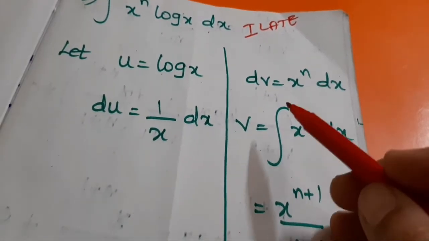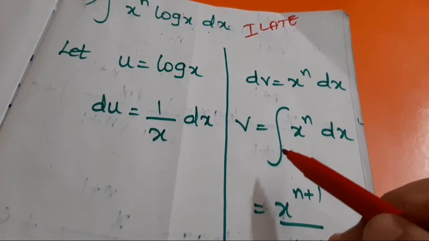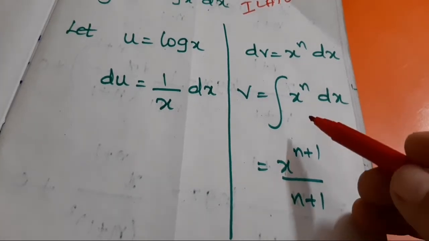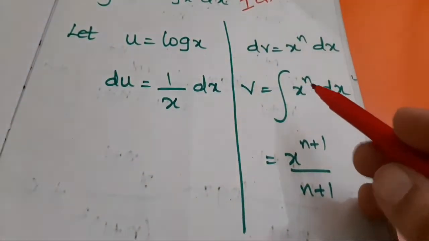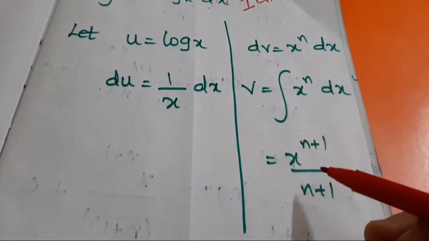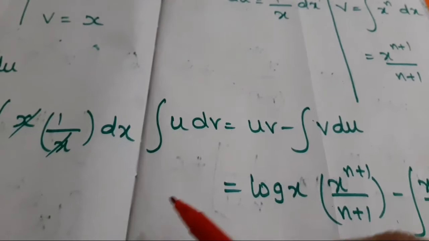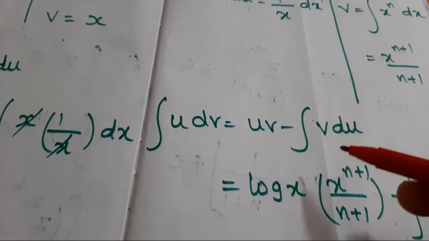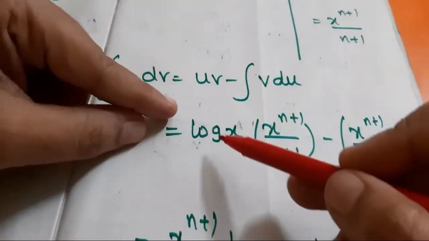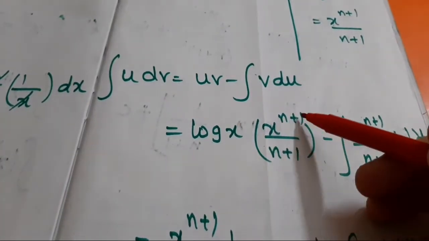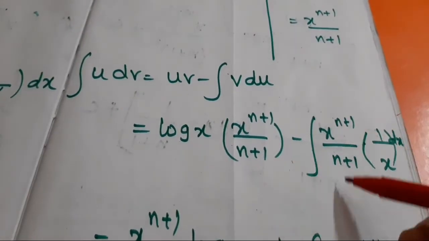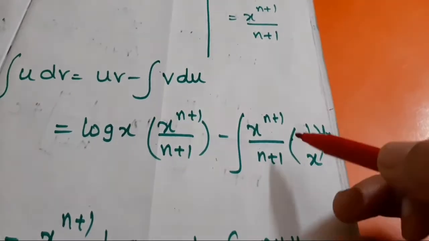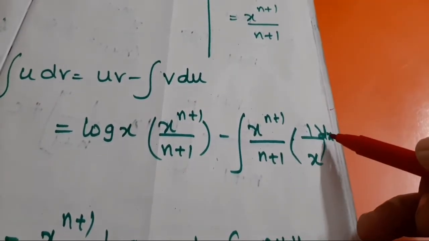So, what is v answer? Integral of x power n dx. Integral of x power n dx is nothing but x power n plus 1 by n plus 1. So, integral of u dv is equal to uv minus integral of v du. The answer for u is log x. The answer for v is x power n plus 1 by n plus 1, minus integral of v answer, x power n plus 1 by n plus 1. Here du answer is 1 by x dx.